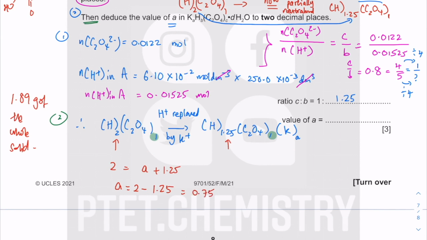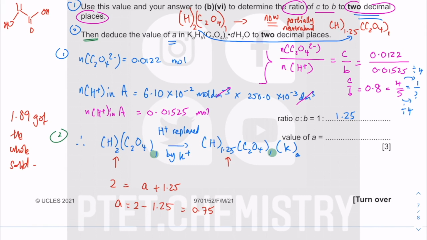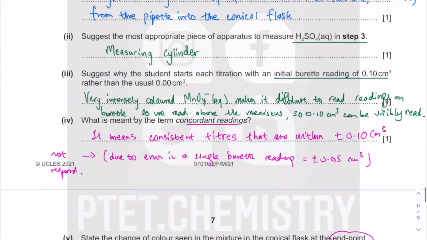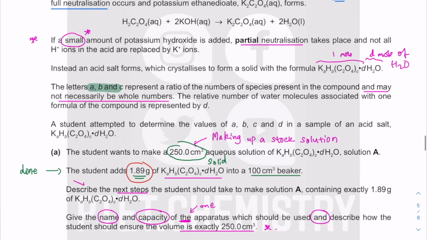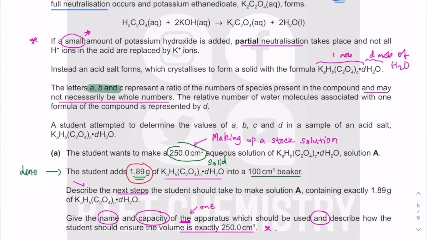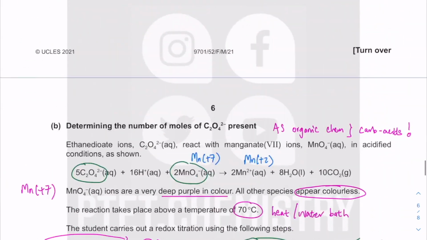0.75. Remember just now they say A, B and C do not need to be whole numbers. And where was it? I remember reading about it. There you go: A, B and C represent a ratio and may not be whole numbers. So A and B are not whole numbers here.